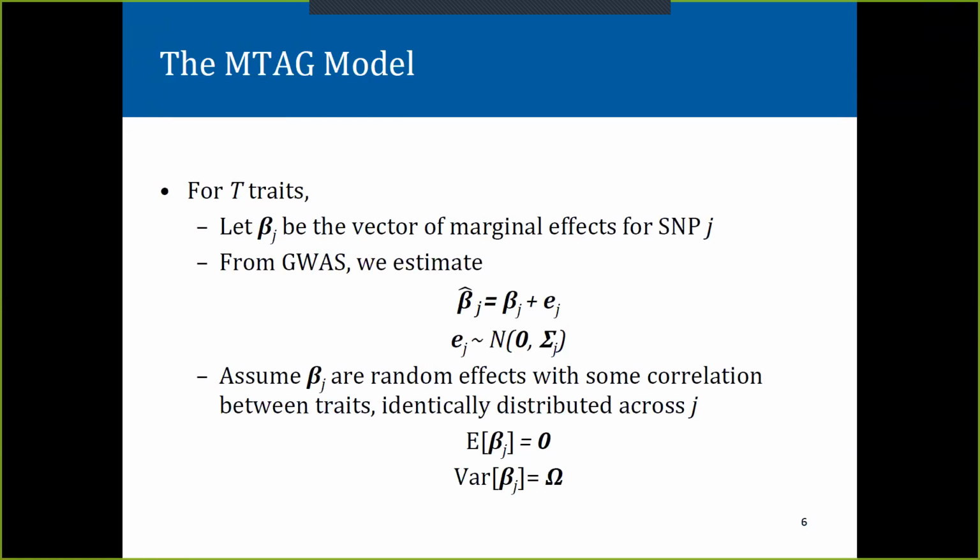I'm going to spend more time later in the presentation talking about exactly what the consequence of that problem is, how big a problem it is, and how we can avoid it. But this is the big assumption of MTAG. We usually refer to it as the homogeneous omega assumption. And so this is an important thing to keep in mind.